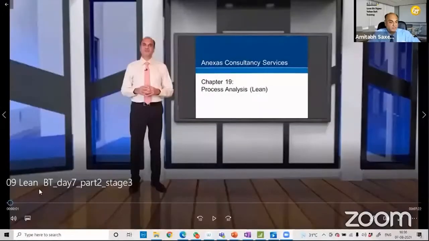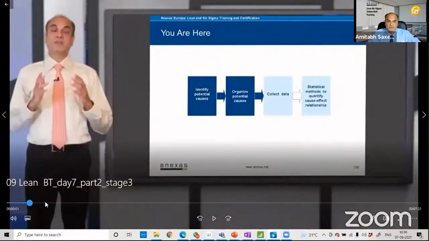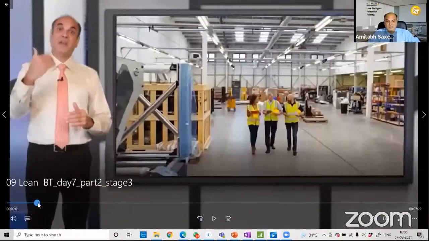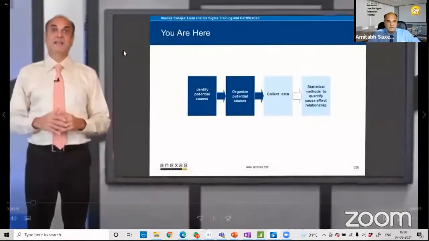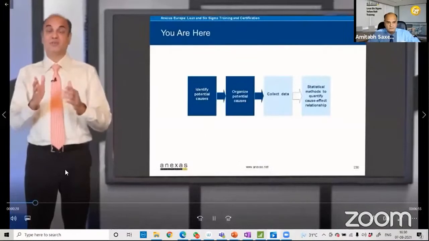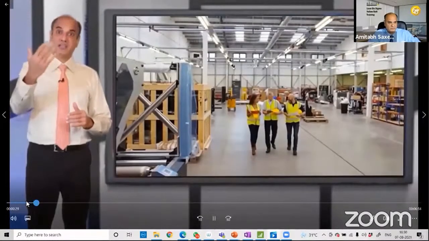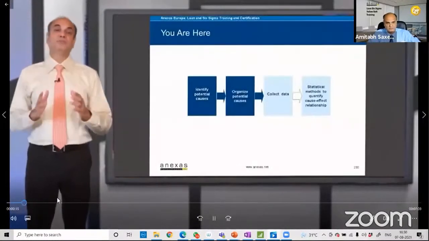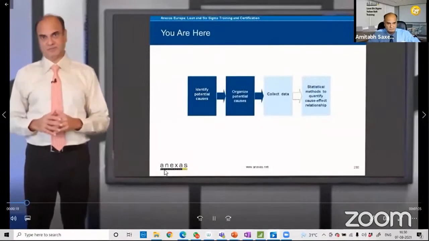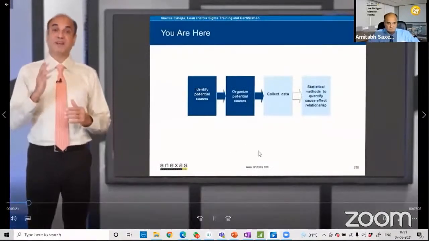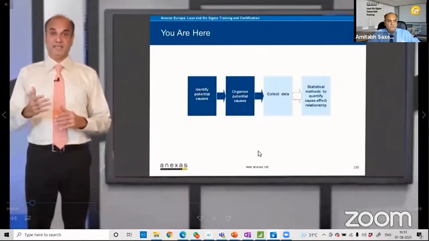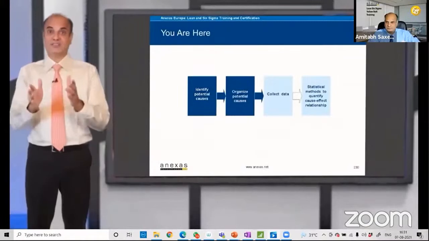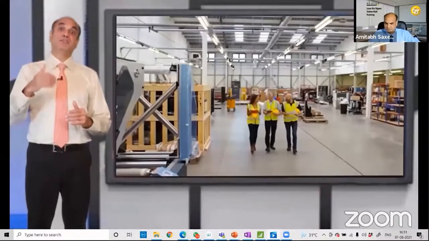Okay, so now here we go. We start with the Gemba investigation, Gemba walk. Gemba in Japanese means go where the action is, go to the place of action. Use the non-value added steps as much as possible.